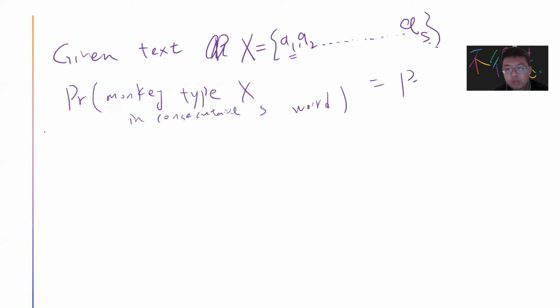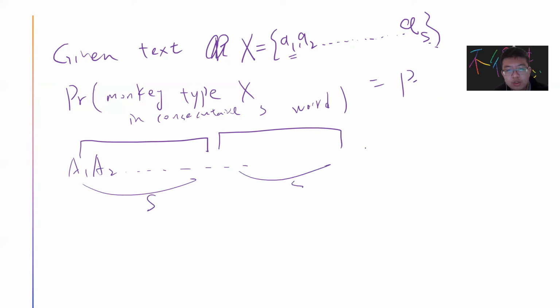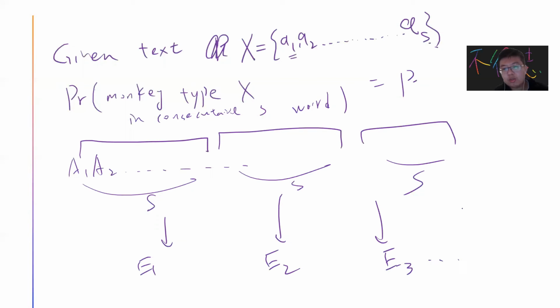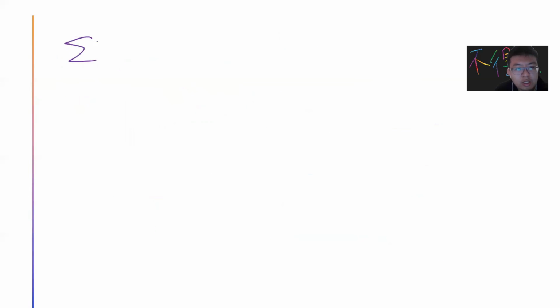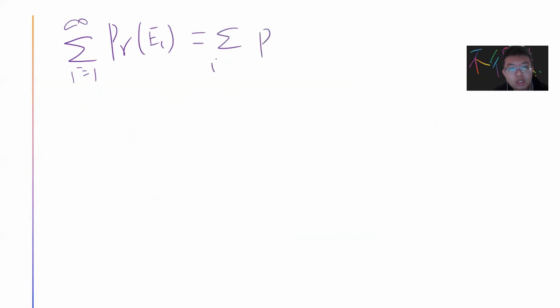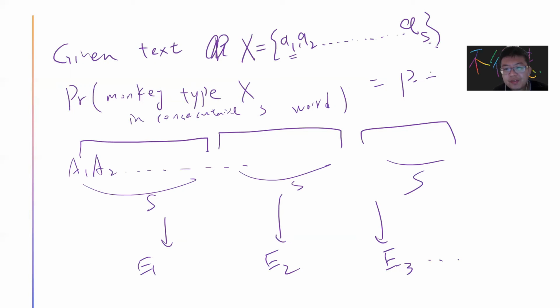But now you have infinitely many attempts. The monkey keeps typing, so you take this block of S characters, and then another block of S characters. Let's call these events E1, E2, E3, and keep going. Obviously E1 is the event that this block is exactly the same as X, and E2 is defined the same way for the next block. Then you sum the probabilities of the Ei: the sum of P over i from 1 to infinity, which is definitely infinity if P is non-zero, and all these are independent.